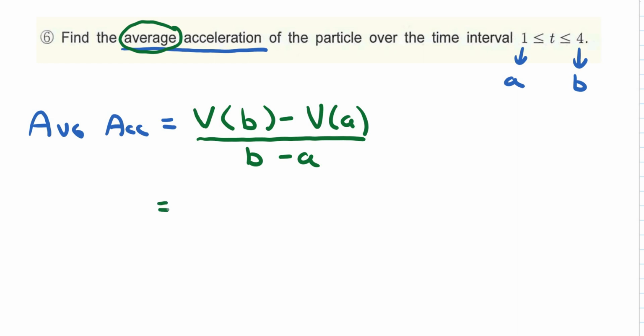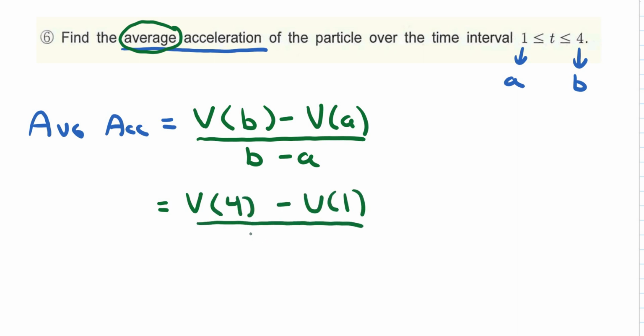And let's go ahead and just plug in the numbers here. So this will be V of 4 minus V of 1 all over 4 minus 1. And just make a note that your velocity function is given to you at the start of this problem, which is 3 e to the cos t minus 3, right? So whenever you have a t there, we've got to change those values to 4 and 1 to calculate the numerator there, right?